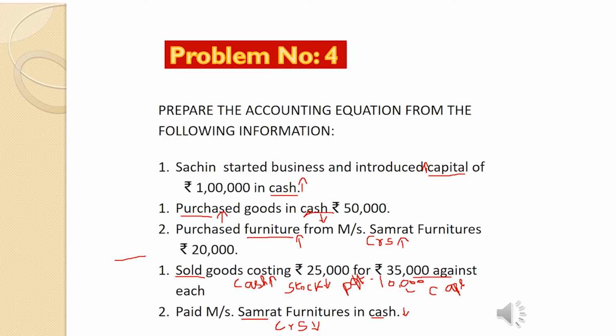Then next one is sold goods costing rupees 25,000 for 35,000 against cash. So here cash, stock and profit, there are three accounts involved. So cash account will increase, stock account decrease, profit of rupees 10,000 which is added with the amount of capital. Then paid Samrat Furnitures in cash. Here cash account and another one is creditors account. Here cash account decrease, creditors is also decrease. Is it clear? Okay.